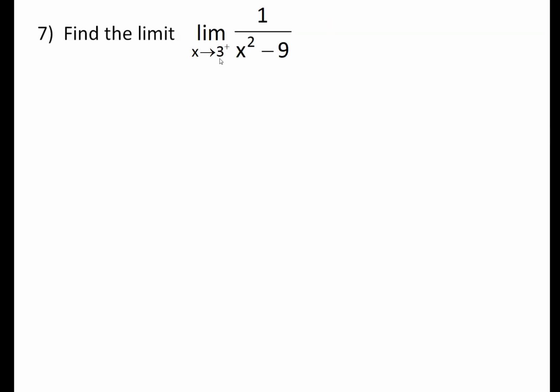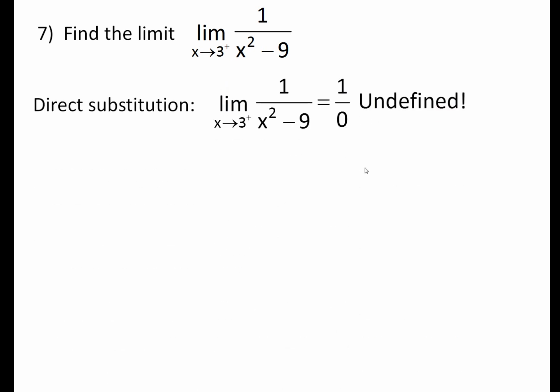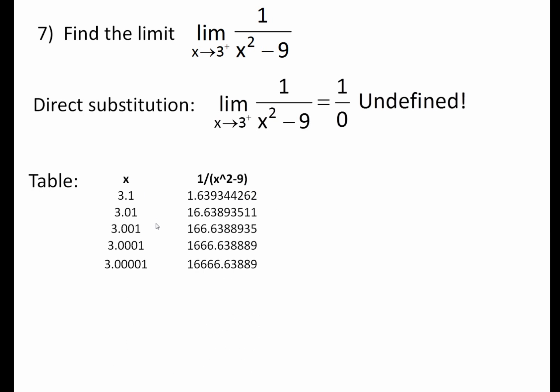Now in this limit, we want to look at the limit as x approaches 3 from above. If we did direct substitution here, we would have 1 over 0, which is undefined. So we need to do something else. If you look at a table of values where we look at a sequence of values for x that's approaching 3 but strictly larger than 3, then the image of those points under this function, you can see in this column here.